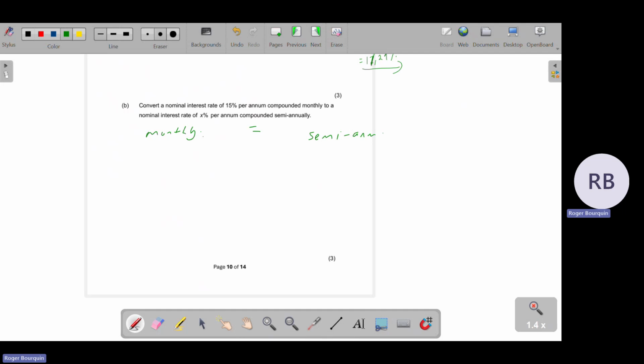Right? So for the monthly, what are we going to have? We're going to have 1 plus 15% over what? 12. In 1 year, how many times did you collect interest? 12. Is equal to what? The semi-annually is going to be 1 plus x over 2, to the 2.